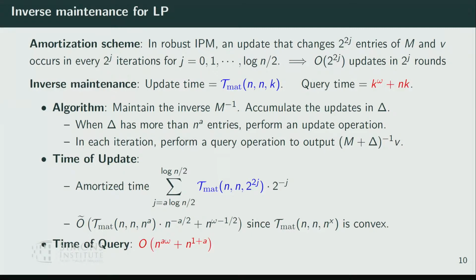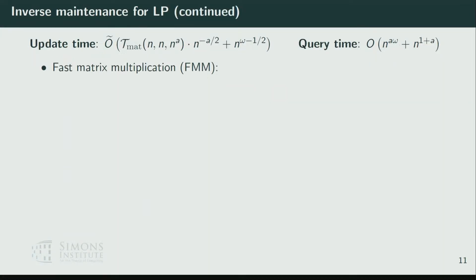And for query, it's much simpler because we only perform a query when the update is smaller than n to the a. So we just plug in k equals n to the a here, and this is the query time. Okay, so now we get this update time and this query time. We want to balance these two terms by setting the parameter a.